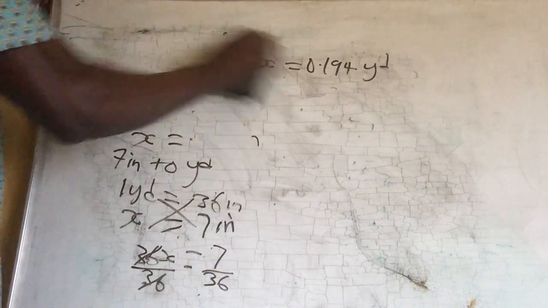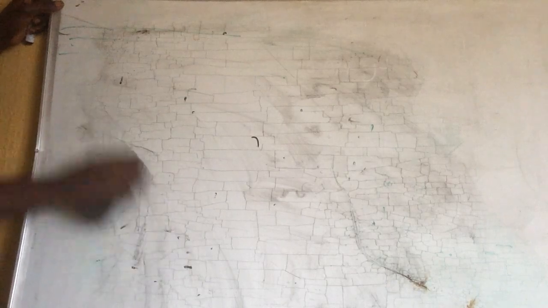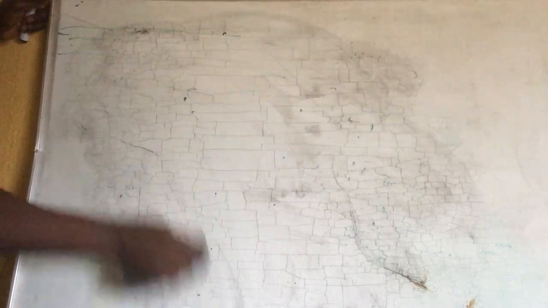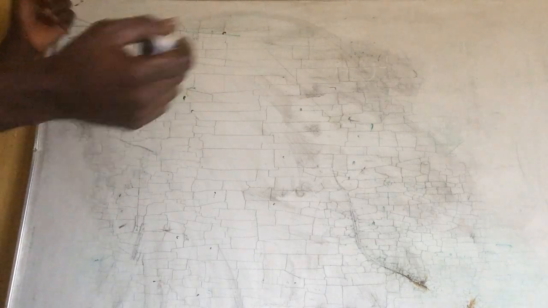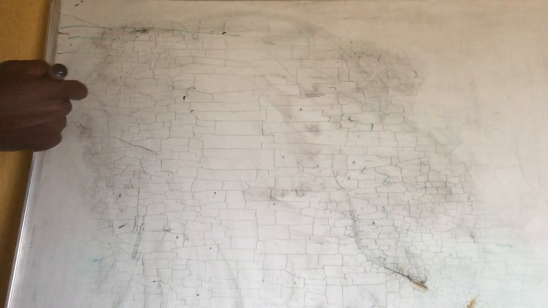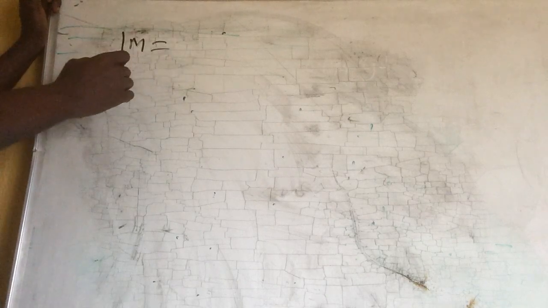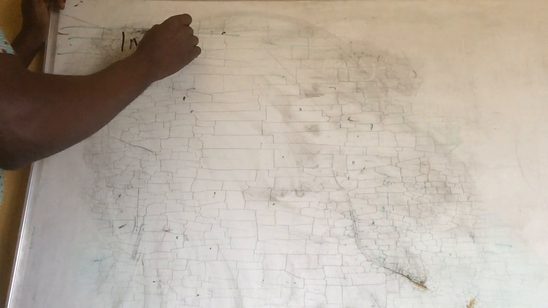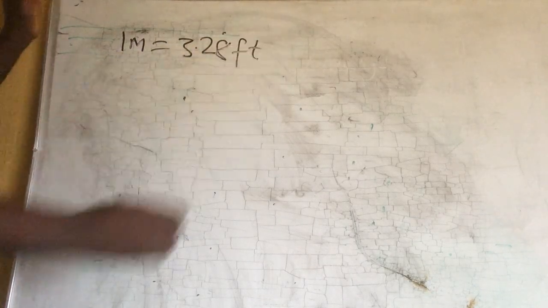Then we will still move to the relationship between inch and... there's a relationship between American engineering system and the metric system. Metric system is a combination of the SI unit and CGS. So which says that 1 meter is the same thing as 3.28 feet approximately.